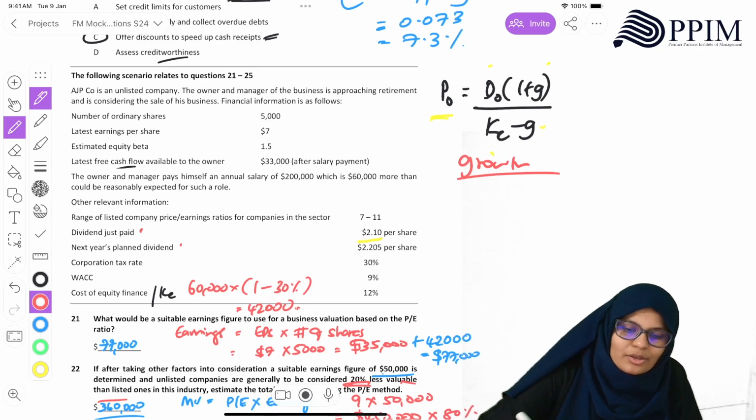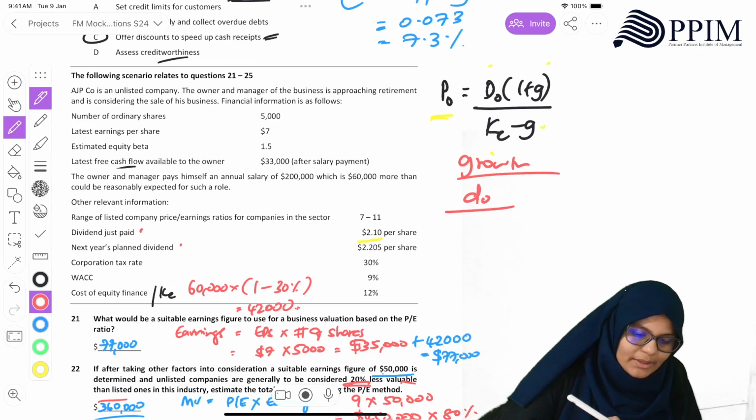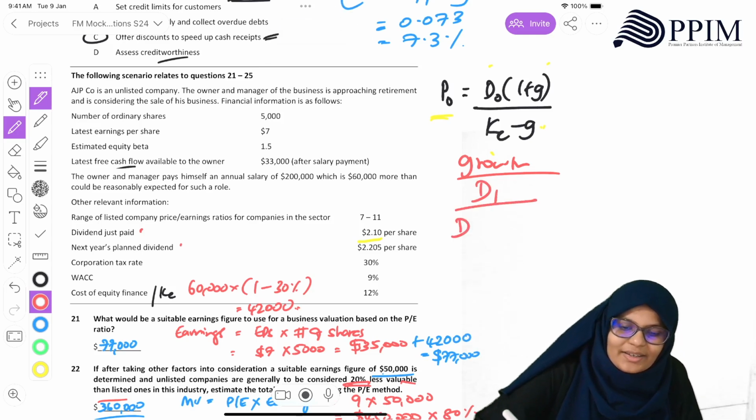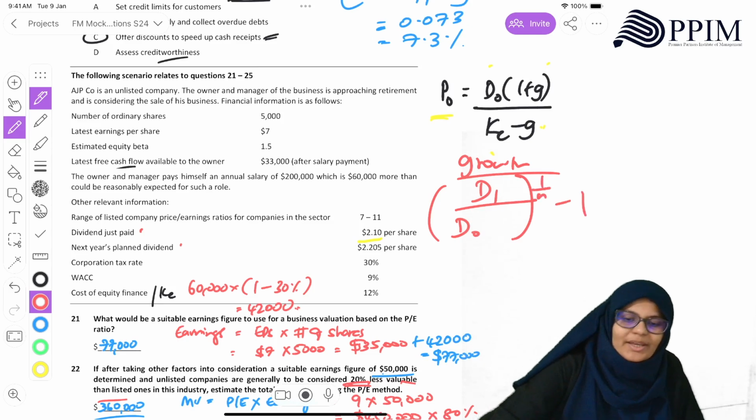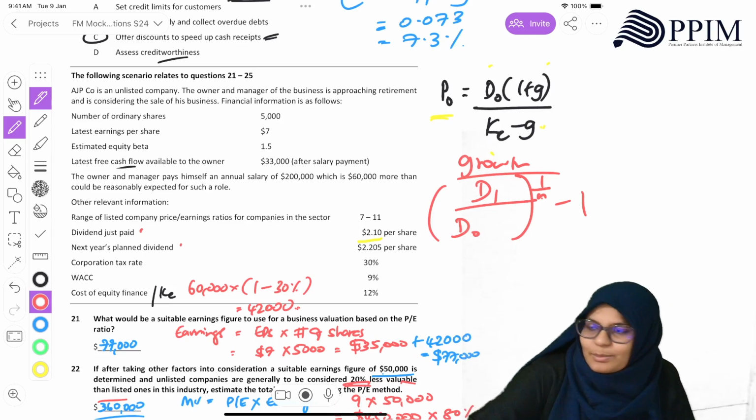The growth equals the current dividend over the dividend n years ago, to the power of 1 over n, minus 1. Now in this case, since it is only 1 year, this n also will be 1. N is the number of years that we are talking about. In this case, it's only 1, so we can completely ignore that.